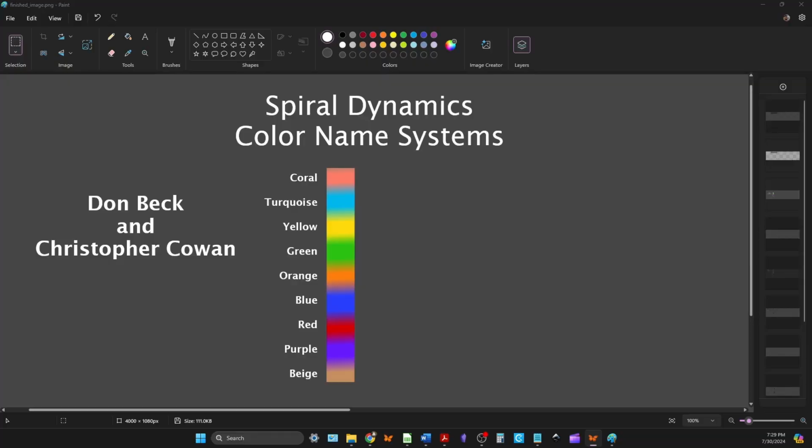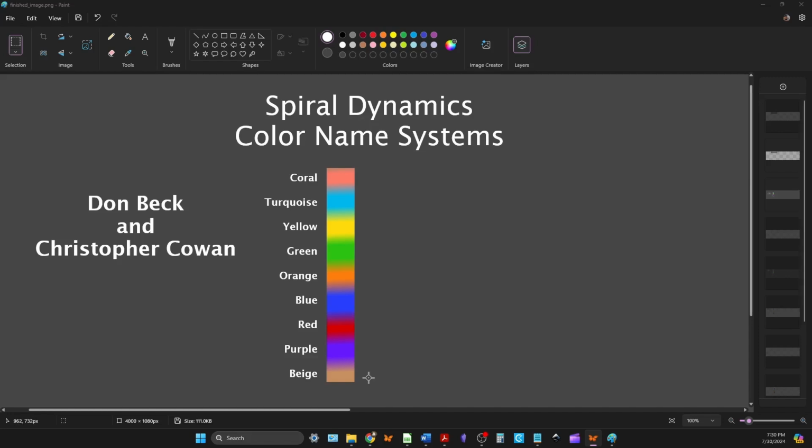The original spiral dynamics color names used by Don Beck and Christopher Cohen, the authors of the Spiral Dynamics book, only went up through coral. They based their stages on Clare Graves' levels of existence, which used letter combinations to name each stage. Beck and Cohen used these color names as a mnemonic device for the characteristics of the stages.